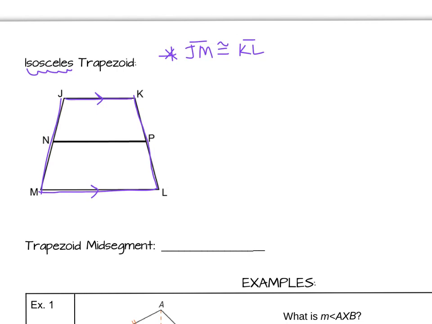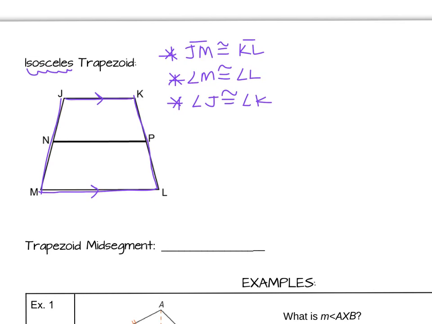Also, what else do we know? We know that angle, let's go with angle M first. Angle M would be congruent to angle L, and angle J is congruent to angle K. Along with J plus M would equal 180, and K plus L. So lots of things happening here.